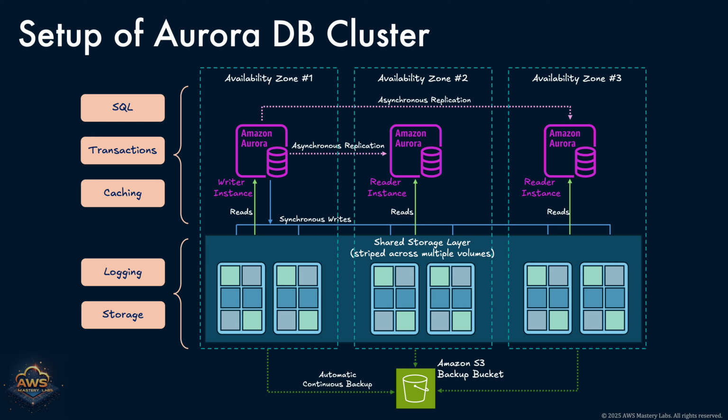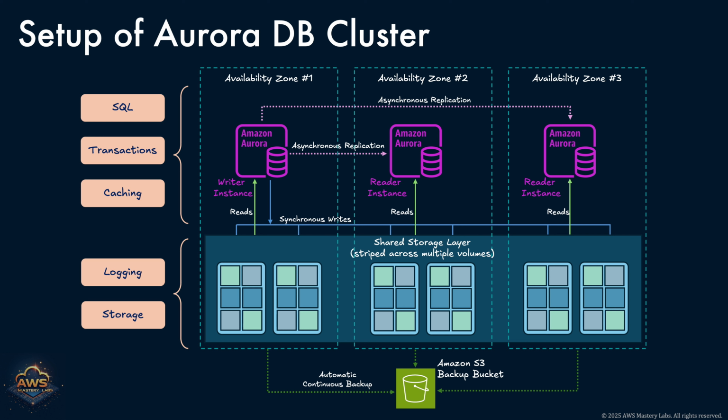For read scalability, Aurora allows you to add up to 15 read replica instances. These replicas can be deployed across multiple availability zones for better fault isolation and faster local reads. They asynchronously replicate data from the writer instance using Aurora's highly optimized replication protocol, which minimizes replication lag and ensures that your read replicas remain as close to real-time as possible.